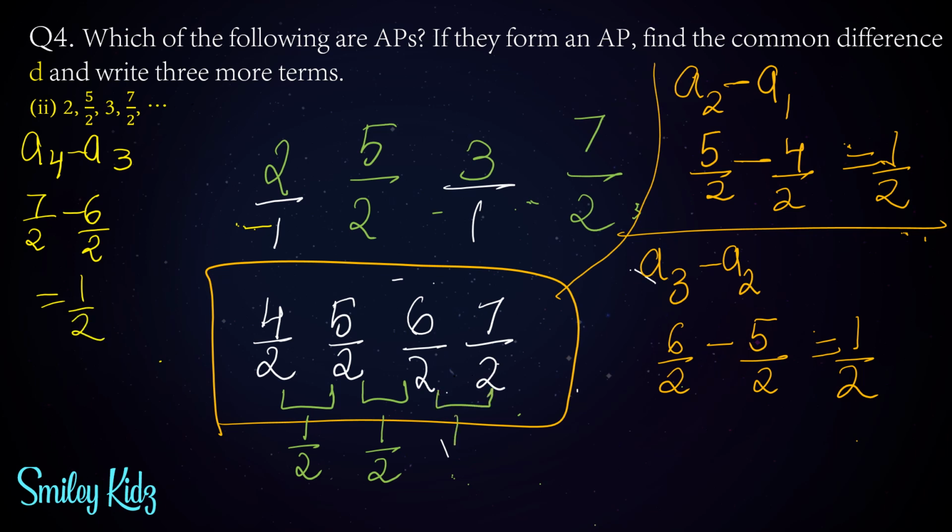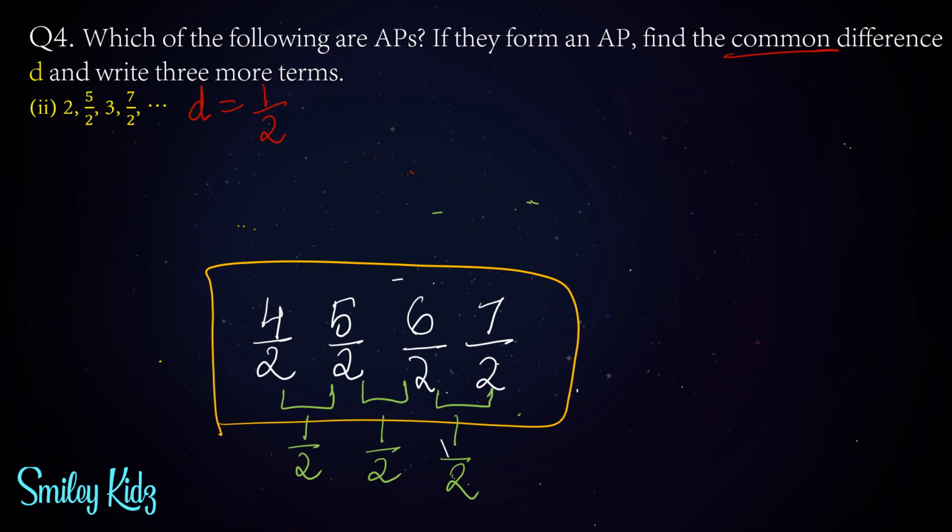Well, so the common difference in every case is the same, isn't it? So this sequence is an AP. And when we move on to the next part of the question, they're asking us to find the common difference D. And we know that the common difference D is 1 upon 2. Right? And we're going to write the next 3 terms, apart from 7 upon 2.